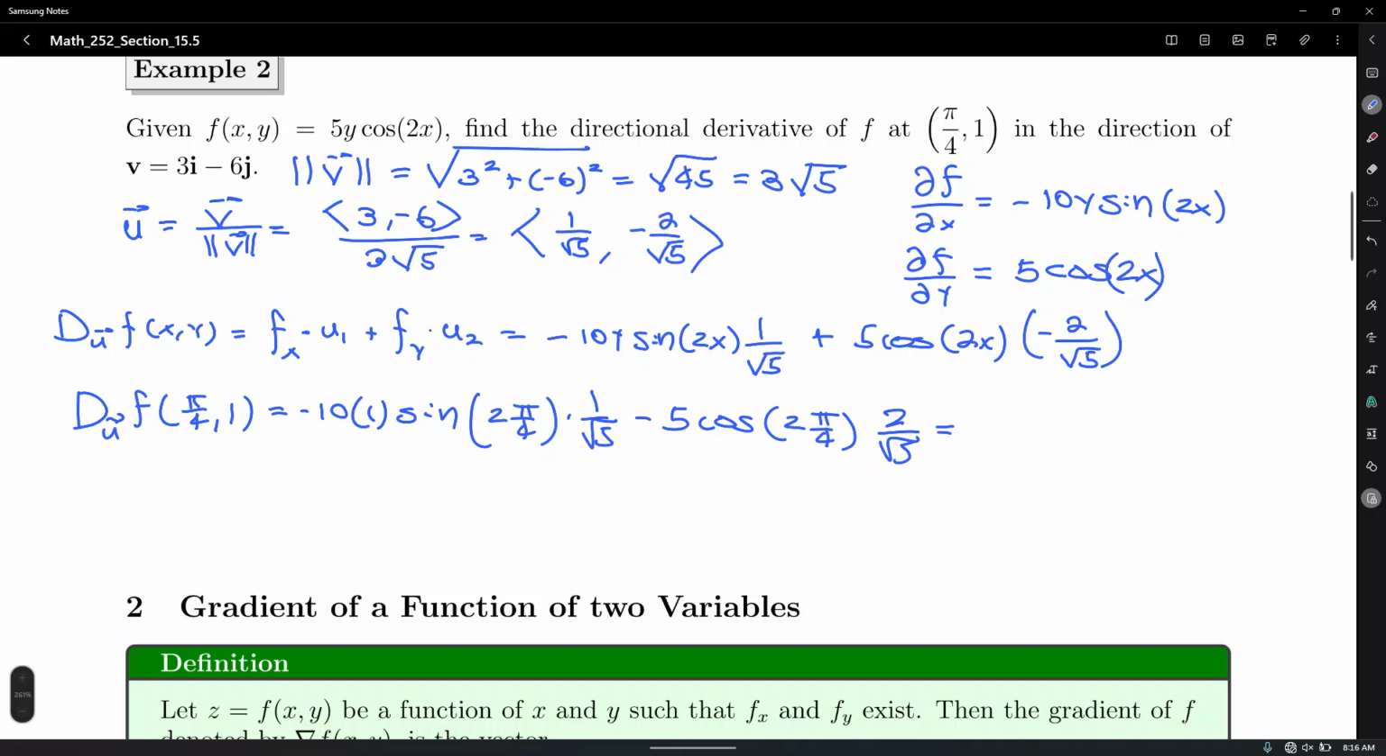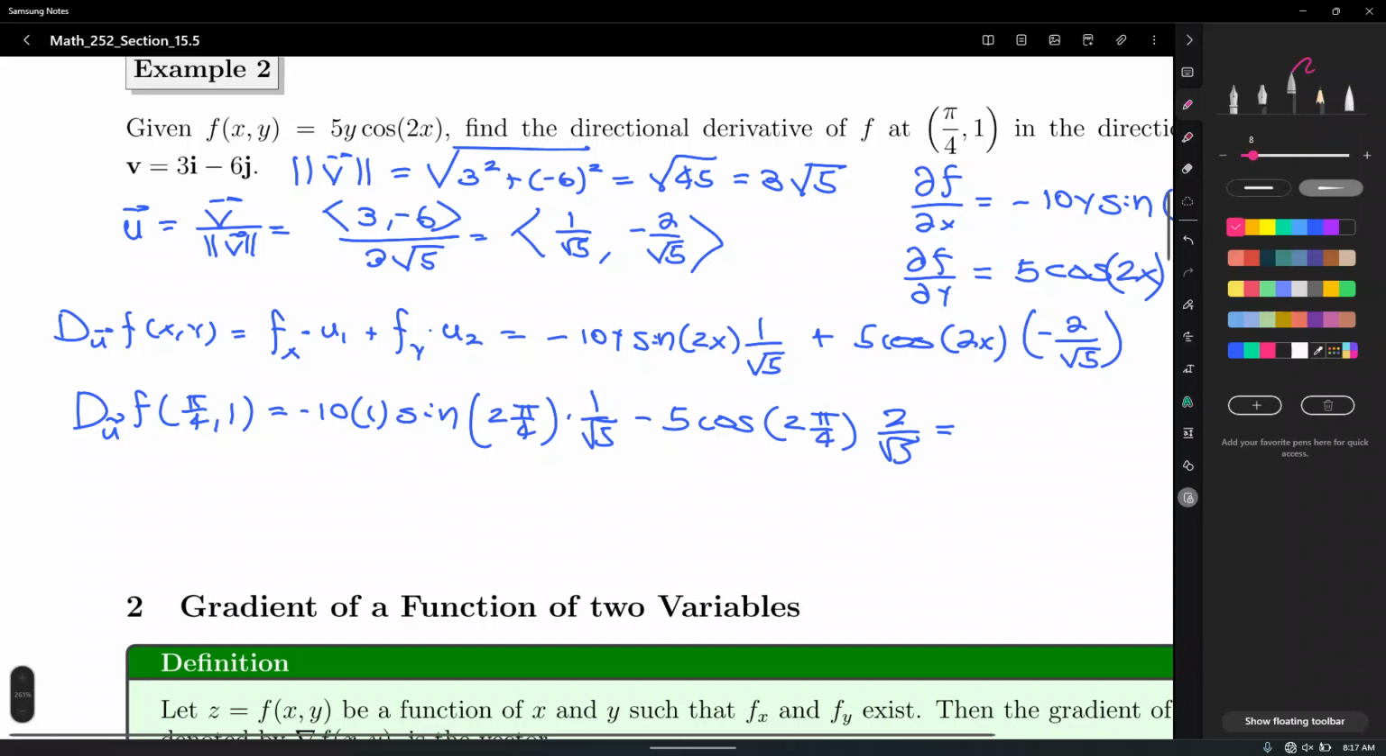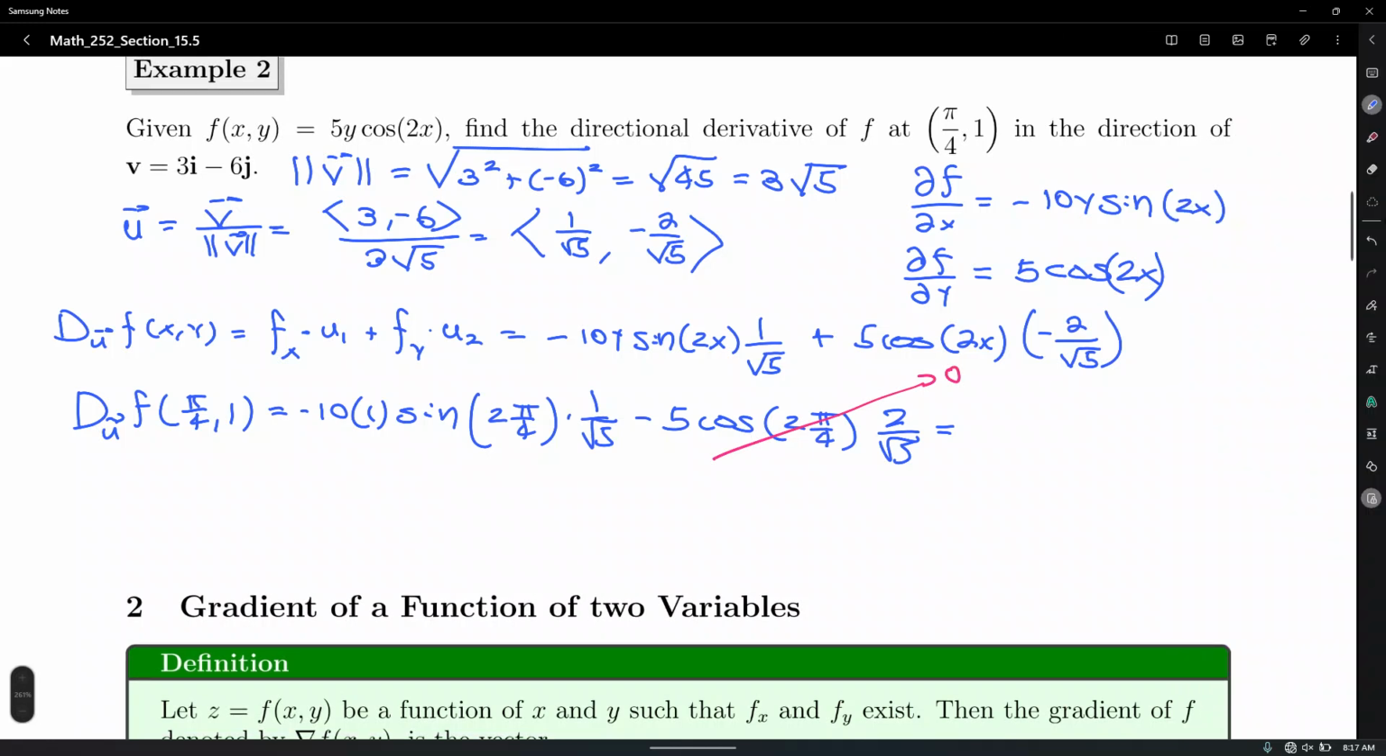So, well, here, cosine of 2 pi over 4, that's the same as saying cosine of pi over 2, which goes to 0, right? Cosine of pi over 2, that's 0. All this term is going to go to 0. So we will be left only with this term that survives right here. That is sine of 2 pi over 4, that is sine of pi over 2, which equals 1. All right?